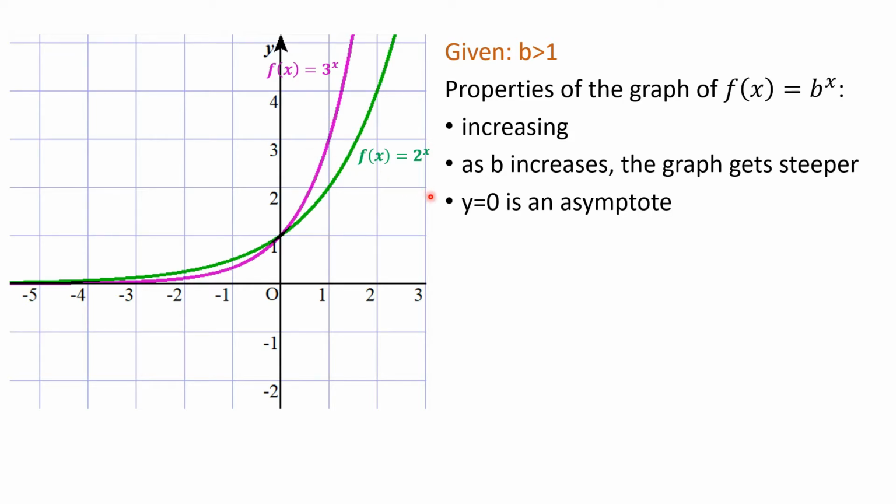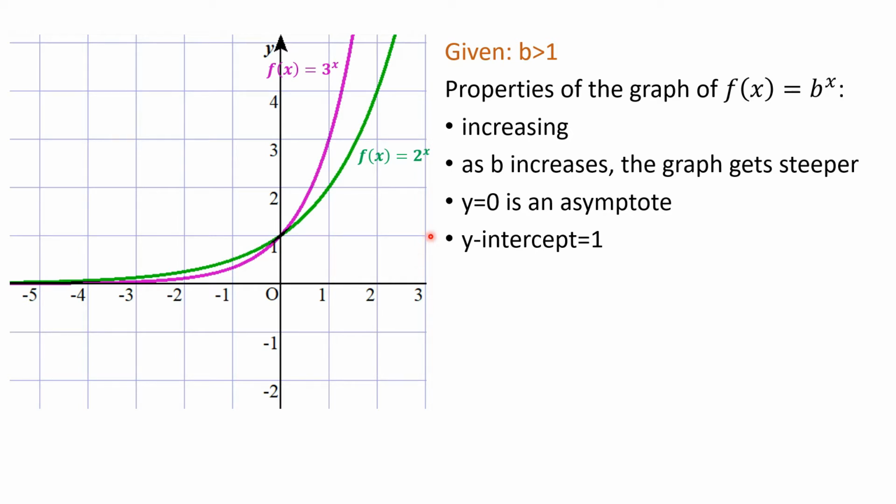Third property, y = 0 is an asymptote. If we zoom this in, you will notice that both graphs will not touch the x-axis. The x-axis is the line y = 0. Y = 0 functions as the asymptote of the graph of f(x) = b^x when b is greater than 1. That means as x decreases, the value of y decreases, but it will never reach 0. So y = 0 is an asymptote.